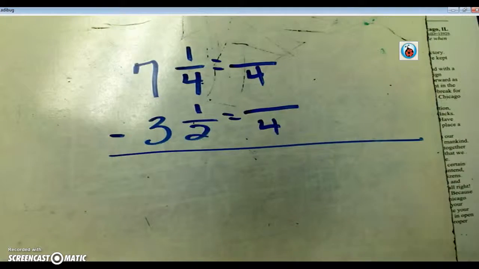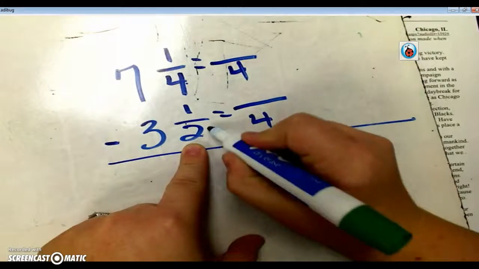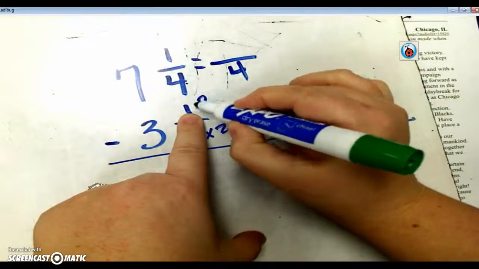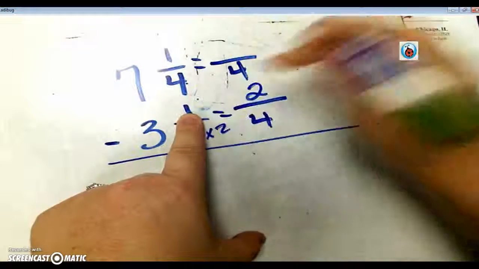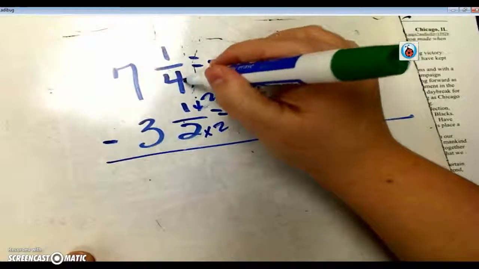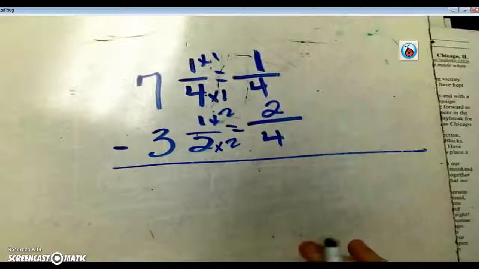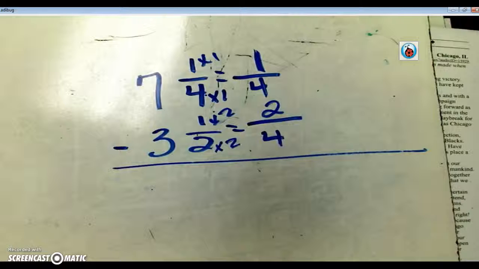Okay, I still have to create those equivalent fractions. So 2 times what gives me 4? 2 times 1 is? Okay, 4 times what gives me 4? 1. 1 times 1? 1. See my problem? What's my problem up here, Emily? If I have 1 pencil, can I give you 2? No. Okay, so here's where that extra step is going to come in.